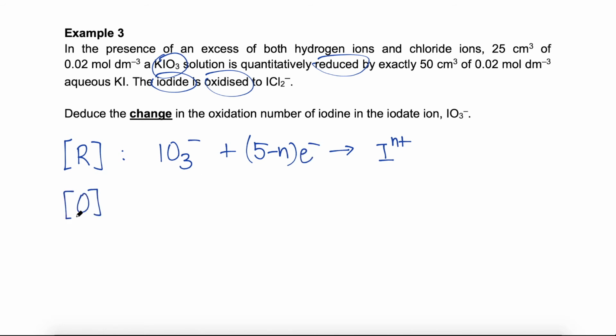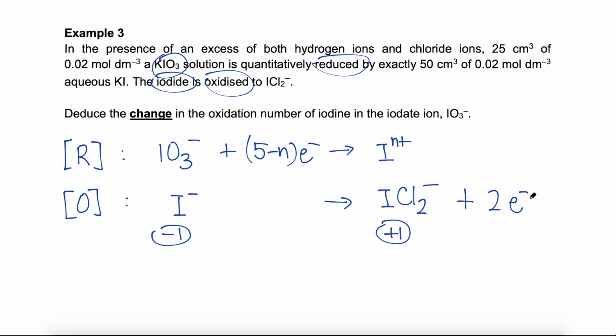In the oxidation half equation, the iodide ion is being oxidized to ICl2. The oxidation state of iodide is -1, and over here it is +1. This means that iodide ions would have lost 2 electrons in order to gain an oxidation state of +1.